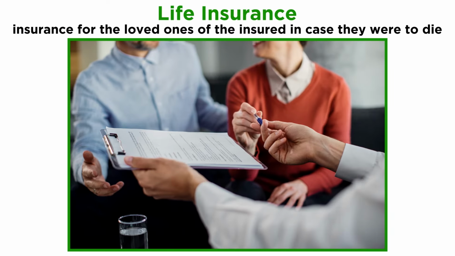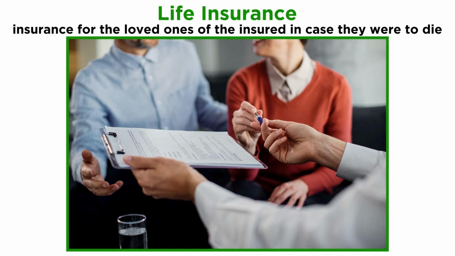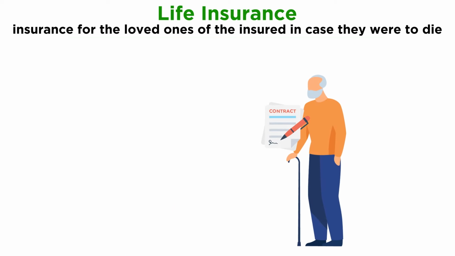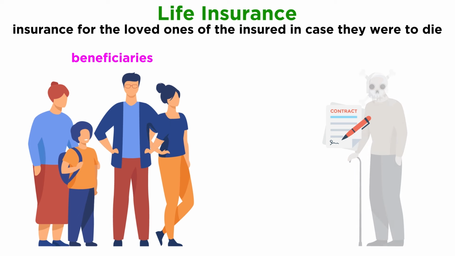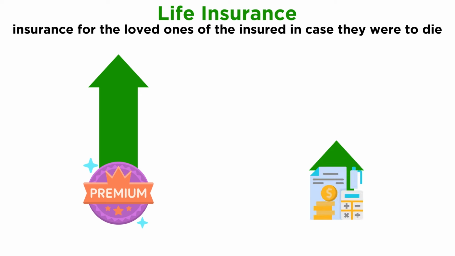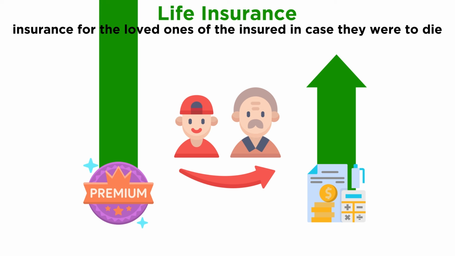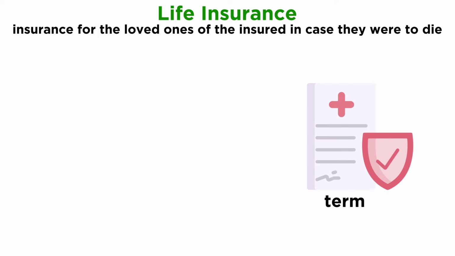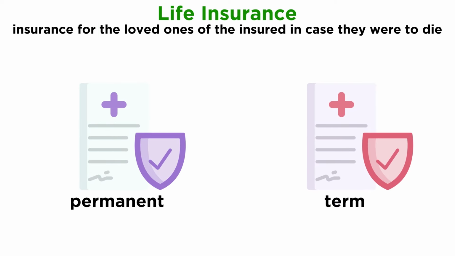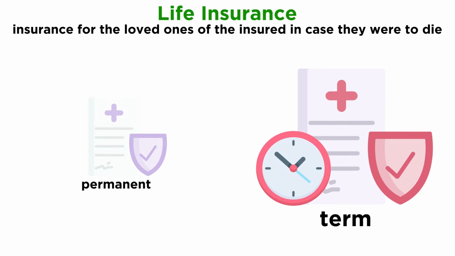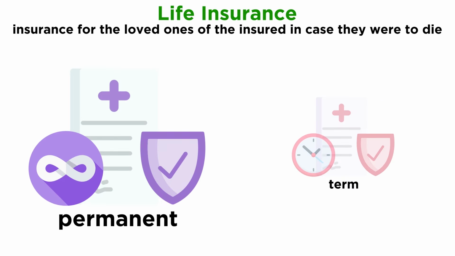Life insurance is insurance for the loved ones of the insured in case they were to die. When you sign a life insurance contract, you describe your loved ones as beneficiaries. If you were to die, whoever you named as a beneficiary would receive the policy's face value, or death benefit. Generally, the higher the life insurance premium you pay, the higher the face value of the policy. In addition, the older you are, the higher the life insurance premium you pay, as it is assumed that you are more likely to die. The insured can often choose between term life insurance and permanent life insurance. Just like the names imply, term life insurance lasts a few years, while permanent life insurance stays in force for the insured's entire life, unless the insured stops paying premiums.